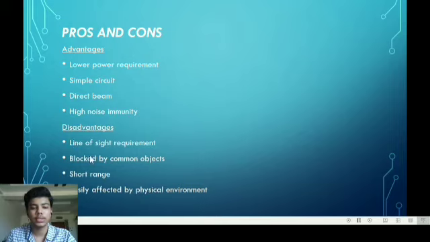Coming to disadvantages, the line of sight requirement. It requires a line of sight. The IR transmitted wave is blocked by common objects, which is a disadvantage of this IR sensor. It has a short range, but compared to an ultrasonic sensor, it's somewhat long. It's easily affected by the physical environment.